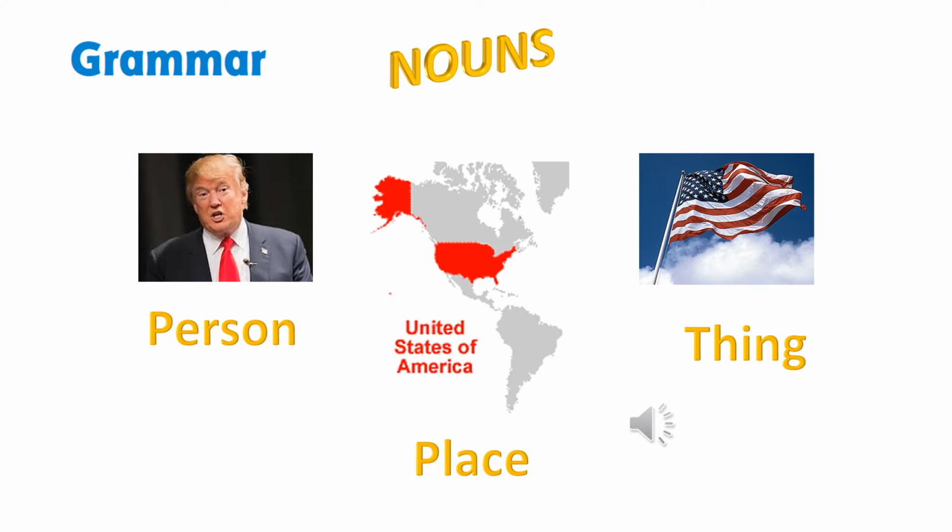Let's take a closer look at the part of speech that we call nouns, N-O-U-N-S, nouns. If you recall, a noun can name a person, a place, or a thing. So, for example, Donald Trump, the United States of America, and the American flag. That's an example of a person, a place, and a thing.